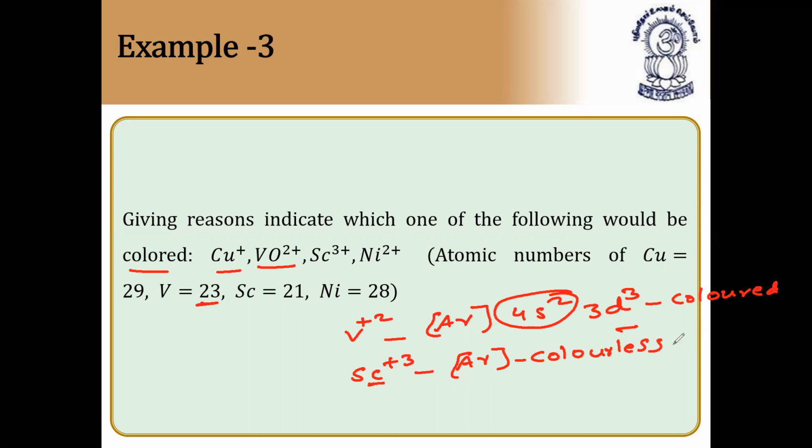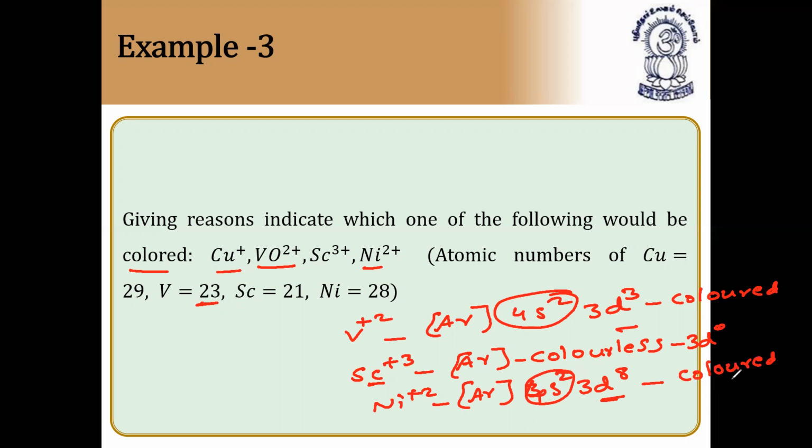No unpaired electrons because it is 3d0. Next we have Ni+2, nickel +2. The atomic number of nickel is 28, so argon 3d, 4s2, that is 20, and 3d8 actually. But Ni+2 means this 4s2 will be going off, only 3d8. So it has unpaired electrons, so it is colored.